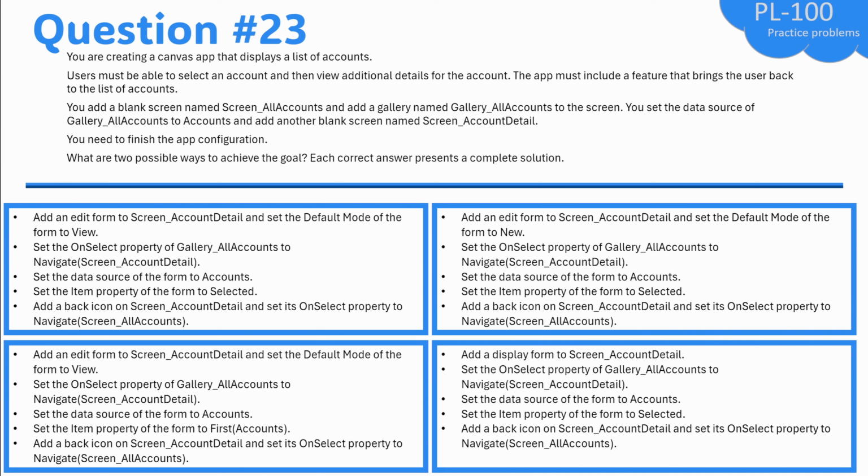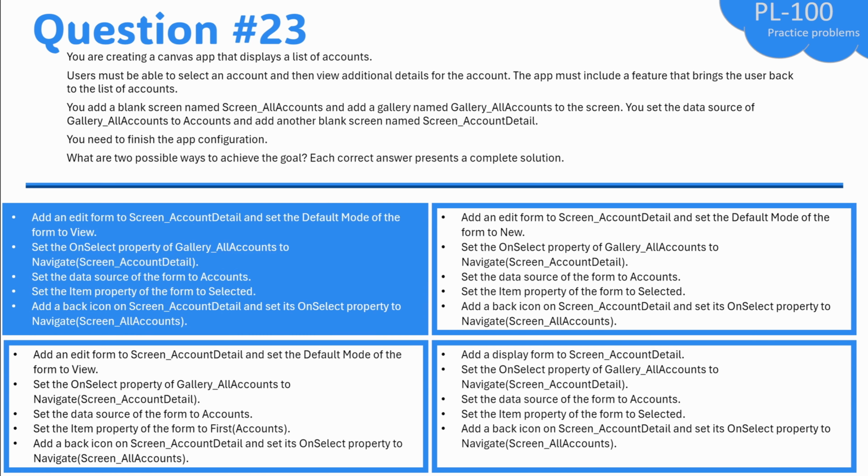So let's go ahead and read this top left one. Add an edit form to the screen account detail and set the default mode of the form to view. Set the on-select property of gallery accounts to navigate to screen detail. That's correct. Set the data source of the form to accounts. Yep, that's correct. Set the item property of the form to selected. That's correct. Add a back icon on the screen account detail and set its on-select property to navigate to the all account screen. Yeah, that sounds correct to me. I'm going to go ahead and say that that one is right.